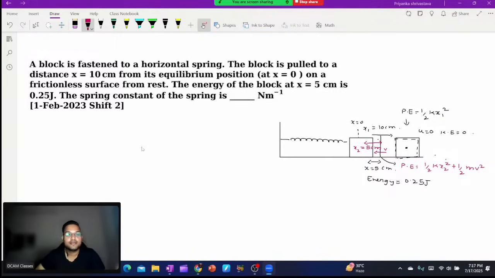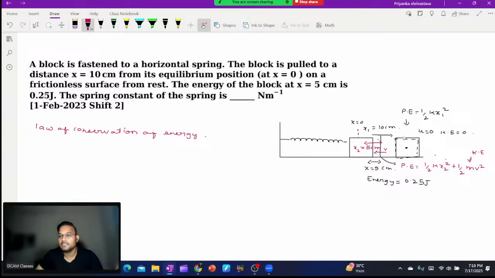Okay. And this total energy they have given, potential energy plus kinetic energy, is equal to 0.25 joule. So we'll do the law of conservation of energy. Why we'll do law of conservation of energy? Because there is only one conservative force acting. This is spring force. No other force is acting.